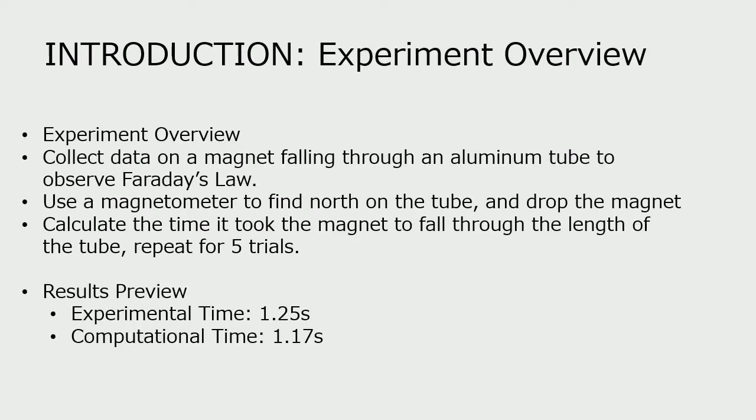So in this lab, we'll collect data on a magnet falling through an aluminum tube to observe Faraday's law. We'll use a magnetometer to find the north of the tube and then drop the magnet through the tube. Then we will calculate the time it took the magnet to fall through the length of the tube, and we will repeat it for 5 trials.